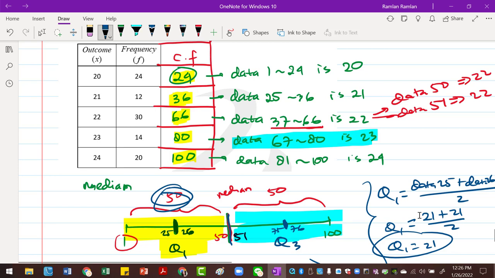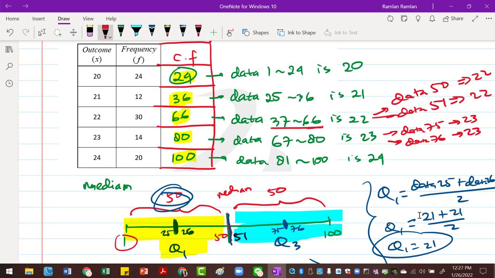I'm going to read this again for you. So what does this 80 mean? It means that data number 67, again 67 comes after 66, right? So data number 67, 68, 69, 70, and so on, until data number 80, all of them are the same, which is 23. So we can say that in here, data number 75 is 23, and data number 76 is also 23. It happens to be the same.